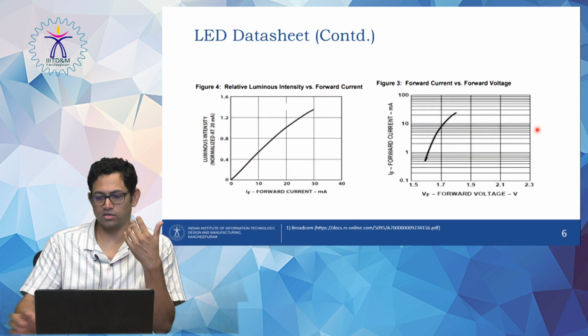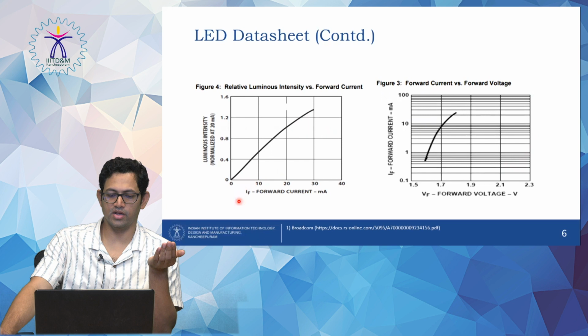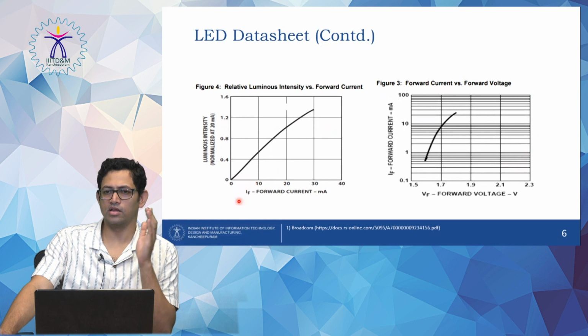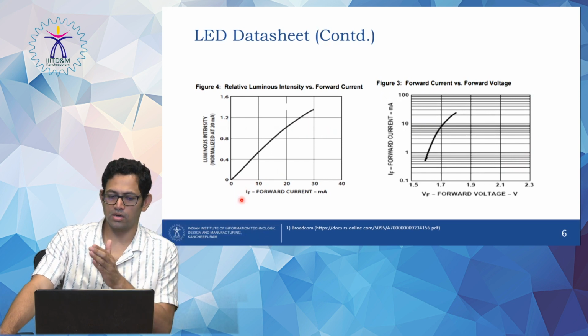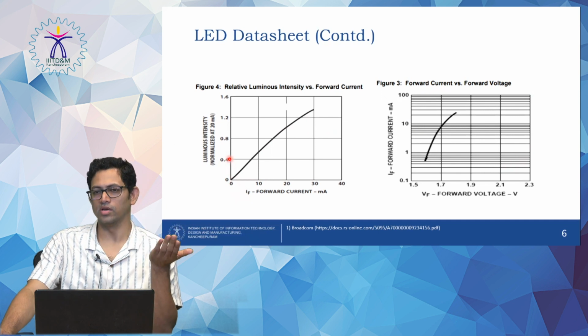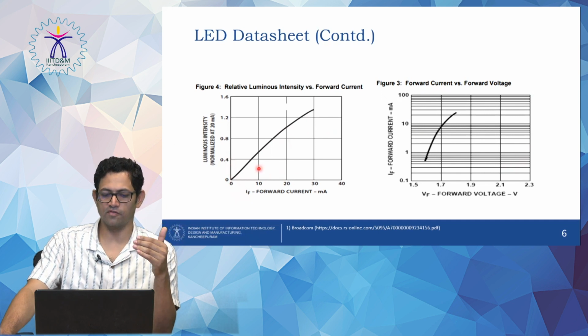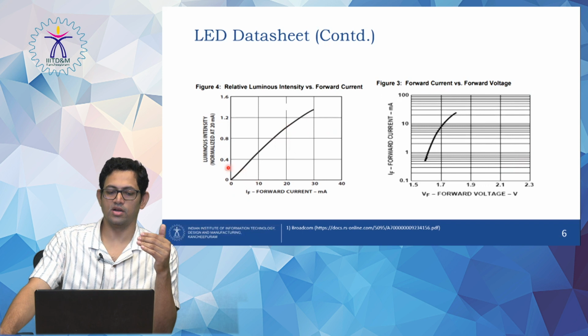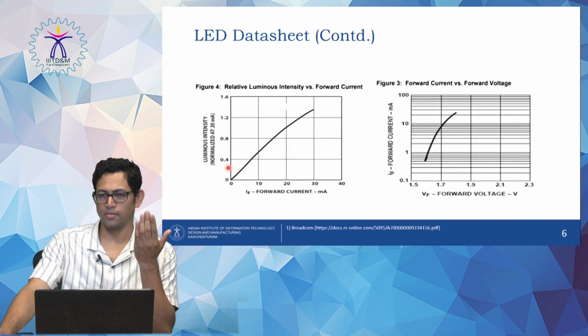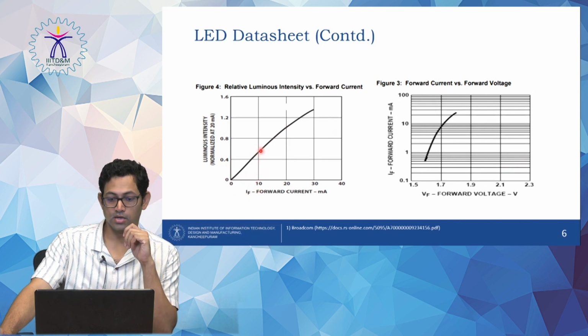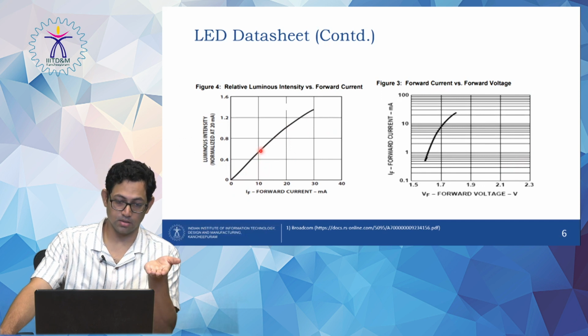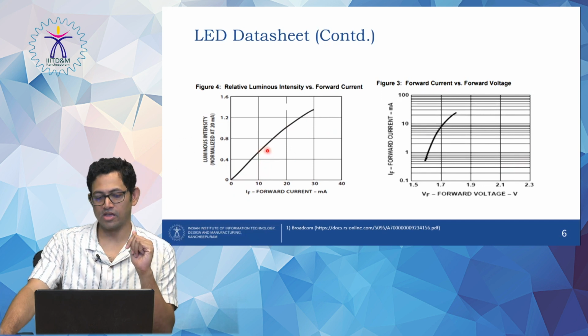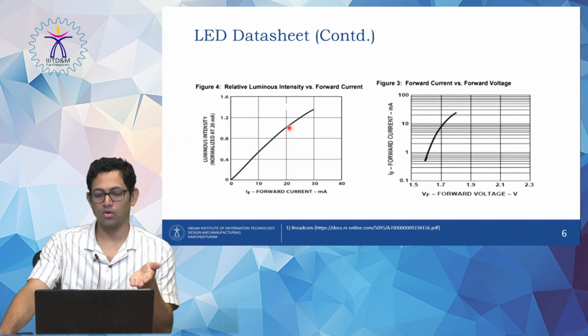Okay. So the next thing that you see in the data sheet is the graph that shows, if you increase the forward current, how much the intensity is going to increase. That is one of the most important graphs, to understand how much light you want, right. So for example, if I am operating with around 10 milliamperes, I am going to get around 0.6 normalized luminous intensity.